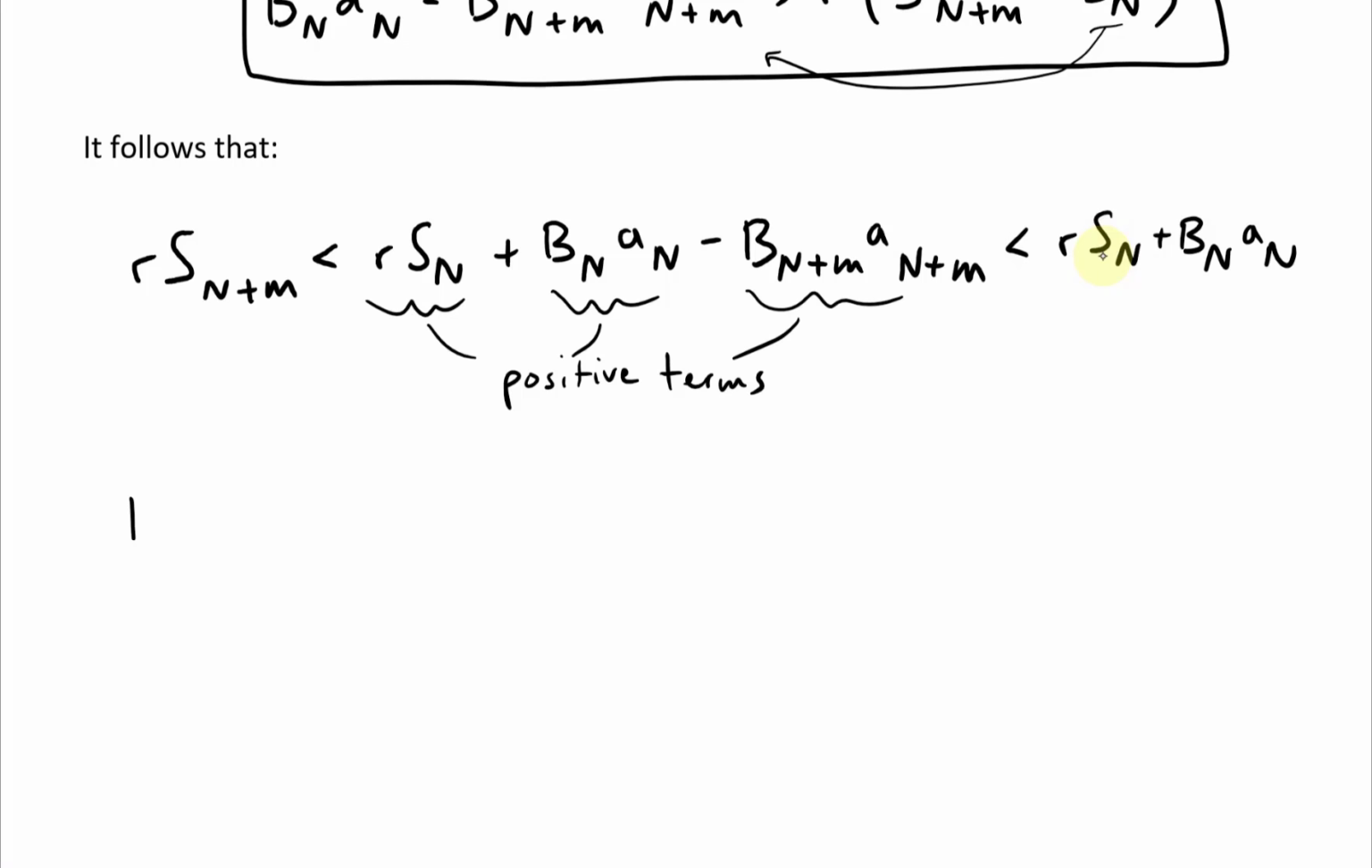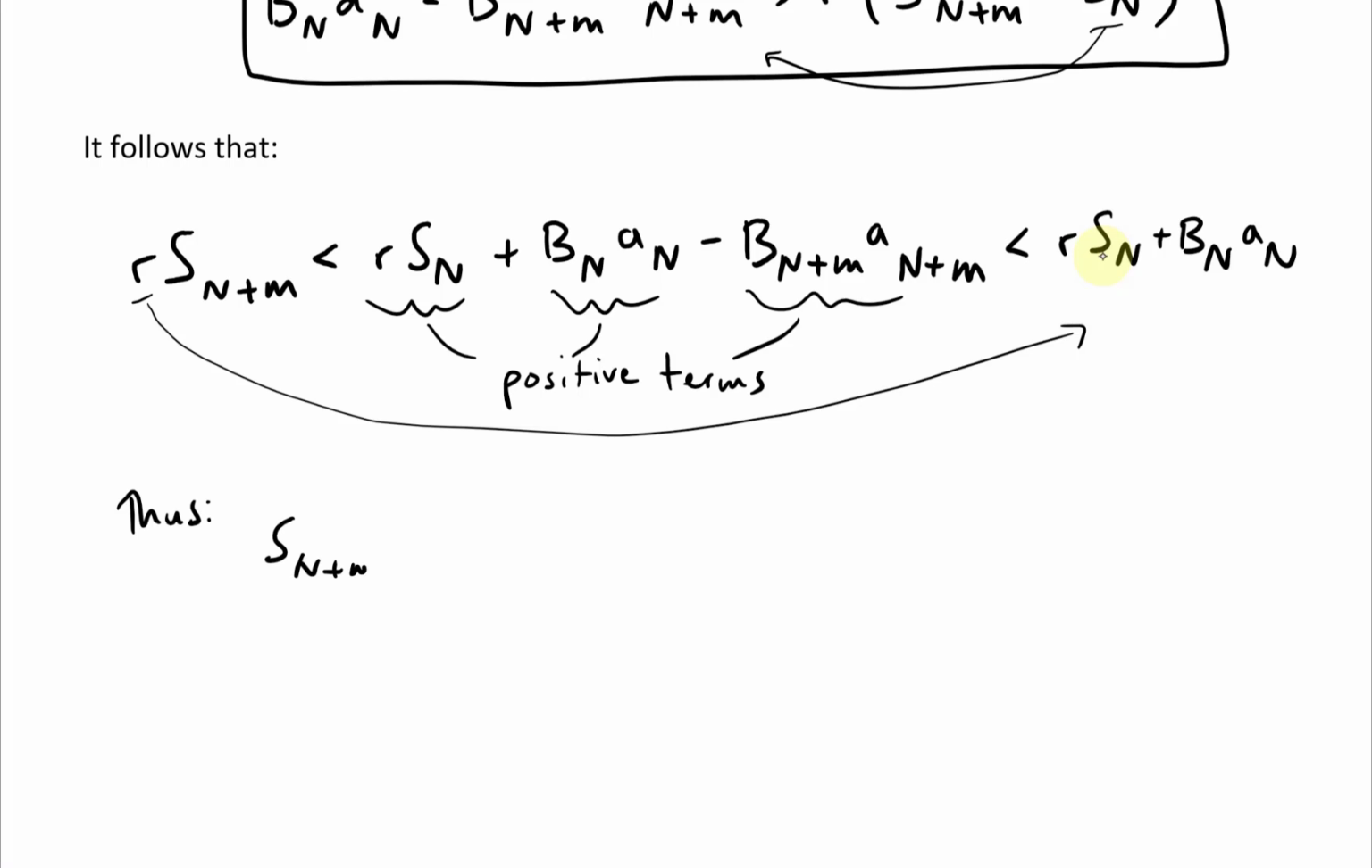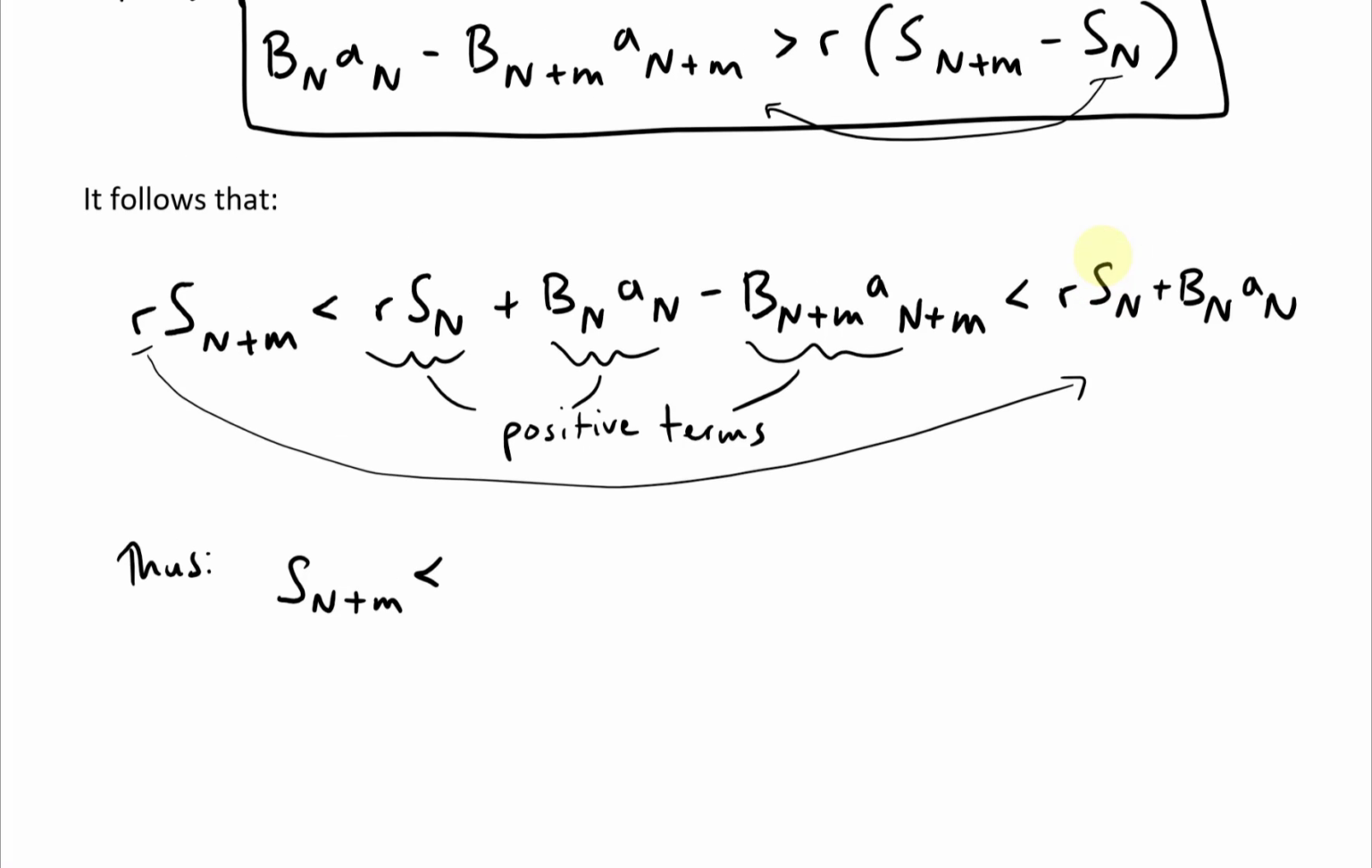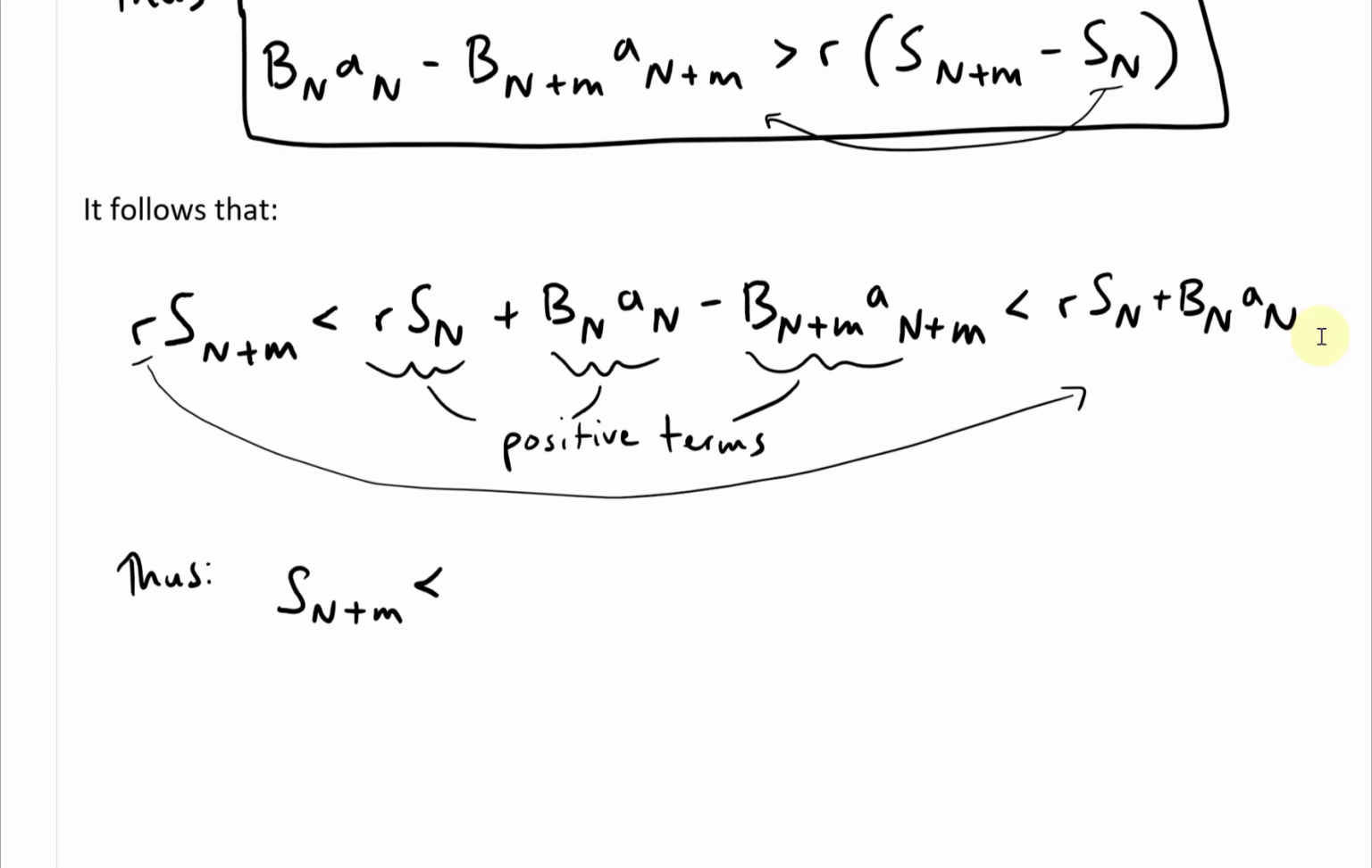In other words, so thus, what we'll do is divide this all out over to this side. We divide the r out, so we get just our partial sum S_{N+m}, like that. Just fix it up like that. So this is going to be less than, and then write this over here. We divide the r out, so it's going to be now r S_N plus b_N a_N, divided by r. Yeah, so these are all positive terms, and in fact, these are all finite terms.